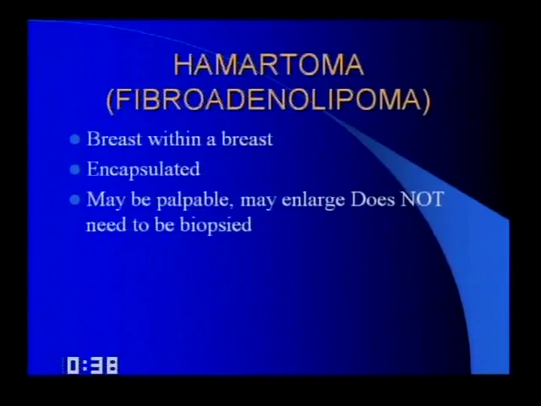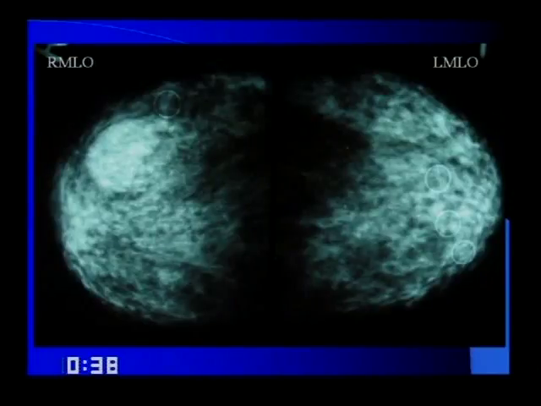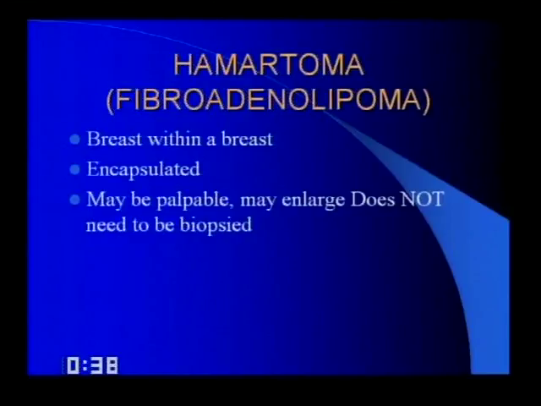So if we go back to the mammogram, if you look on the inside of it here, if you didn't have it outlined by fat around it, it would look almost exactly like the rest of her breast. You should see a capsule, and there is a partial capsule here. Part of it is lost, though, in the density and parenchyma there. It's encapsulated. It may be palpable. It can even enlarge, but it doesn't need to be biopsied if you can prove that it's encapsulated and that it has both the density of parenchyma and fat within it. So, Christina, you can see the difference now between a lipoma, which is totally lucent on the inside, versus a hamartoma, which has the breast parenchyma in it.